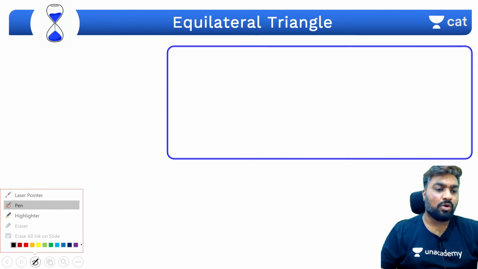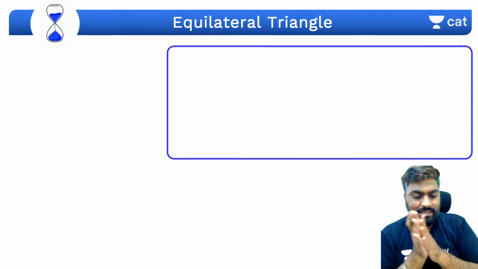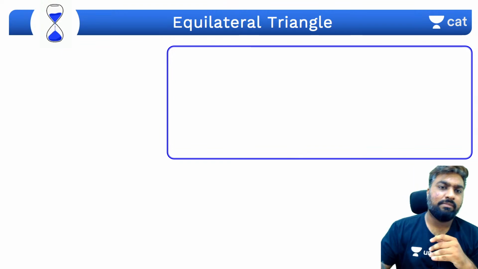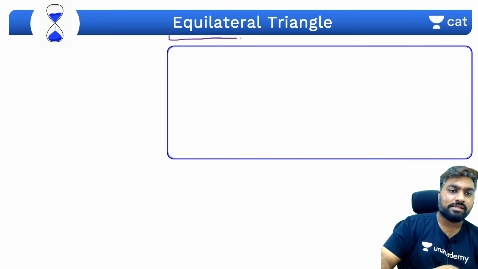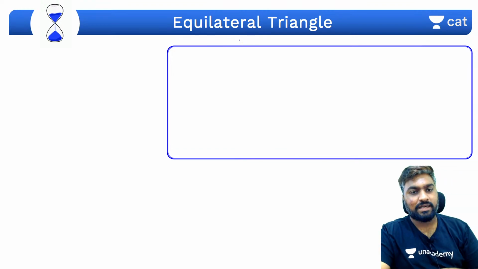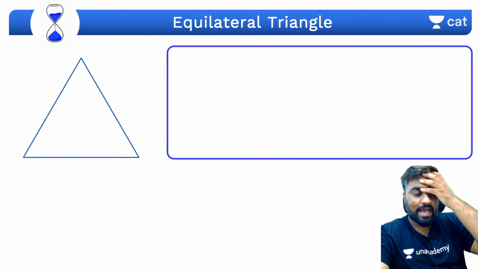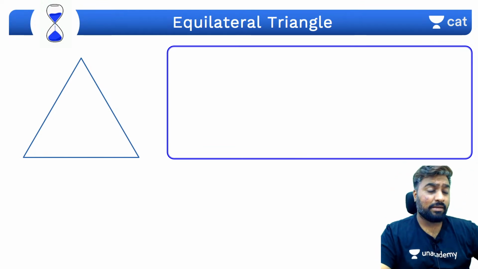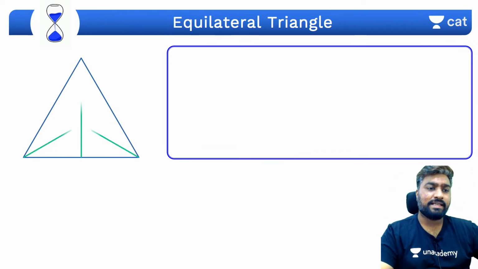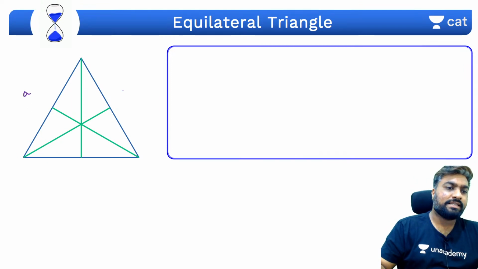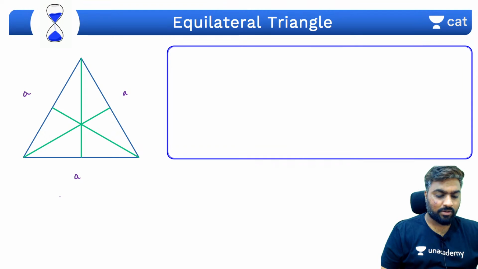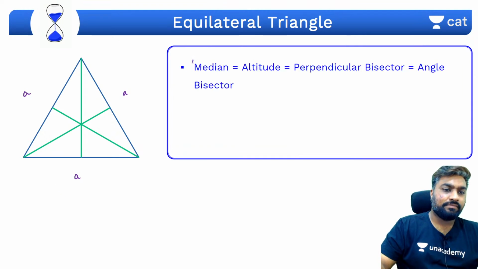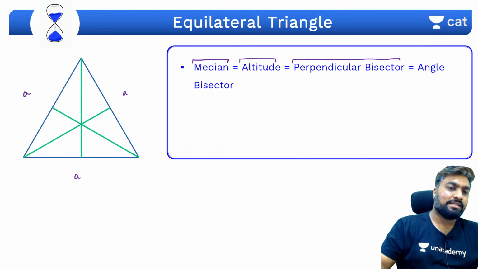चलो, now let's go a little bit deeper. थोड़ा सा deep जाएंगे now. Let's talk only about equilateral triangles, with respect to medians, altitudes, perpendicular bisectors and angular bisectors. So look at this. अगर ये equilateral triangle है, if all three sides of this triangle are A, all these angles will be 60, equal to each other, then the median, which is the same as the altitude, is the same as the perpendicular bisector, is the same as angular bisector.